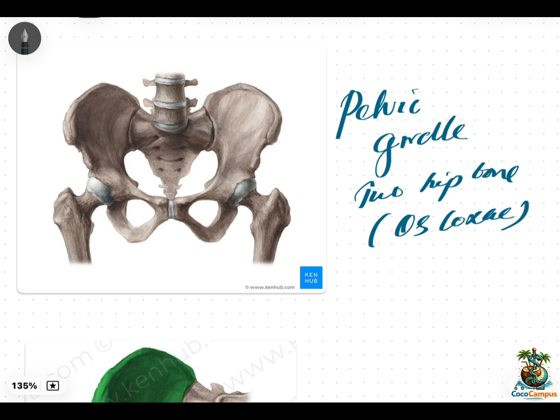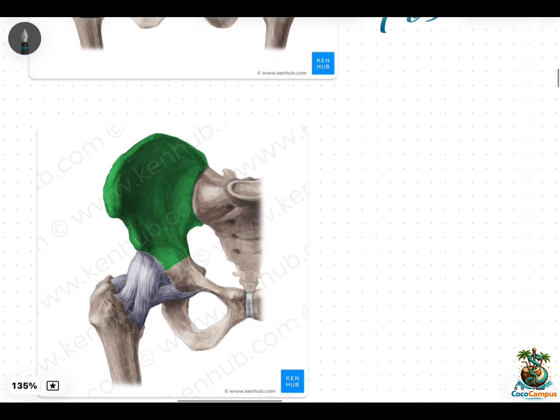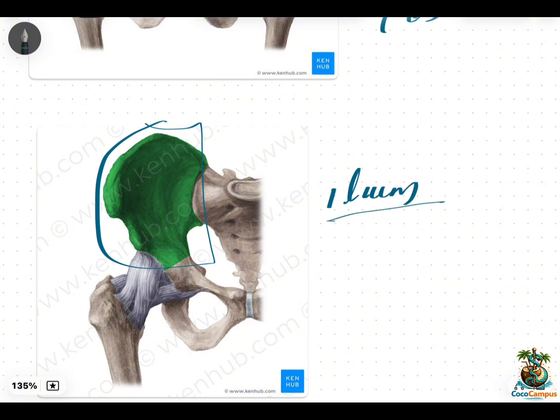Let's move on to the ilium. It is the largest superior part of the hip bone. Think of this mnemonic. Ilium is the sky. Sky for superior. It forms the superior 2/5 of the acetabulum.